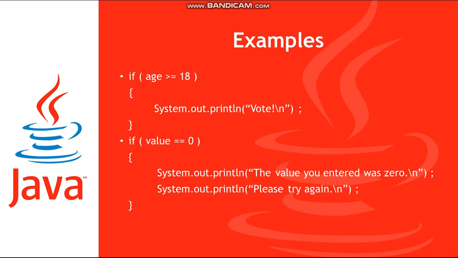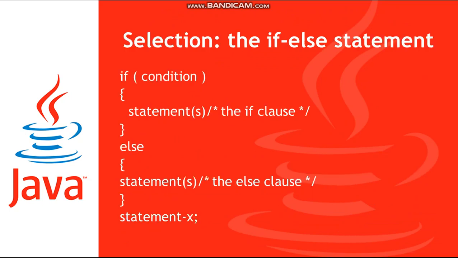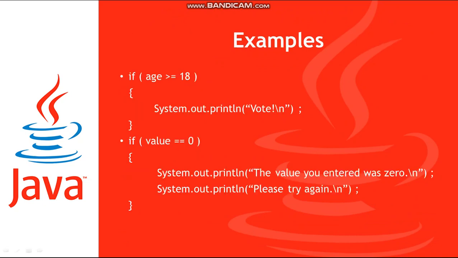After that, example: if age is greater than 18, System.out.println. If value is equal to 0, the value you have entered was 0, or System.out.println, please try again. What does this mean? First, we go to the if, and this is the condition, after that the execution of this statement. Likewise, if it is true, then it will go to the statement. If it is false, it will terminate and go out of the braces.